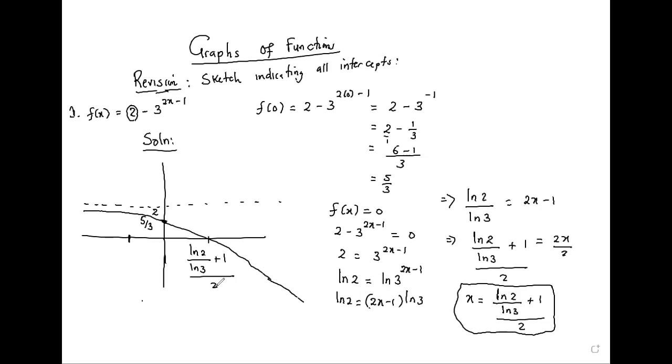So this was finding the y-intercept. This was finding the x-intercept. And this line in here, the horizontal asymptote. Like that.